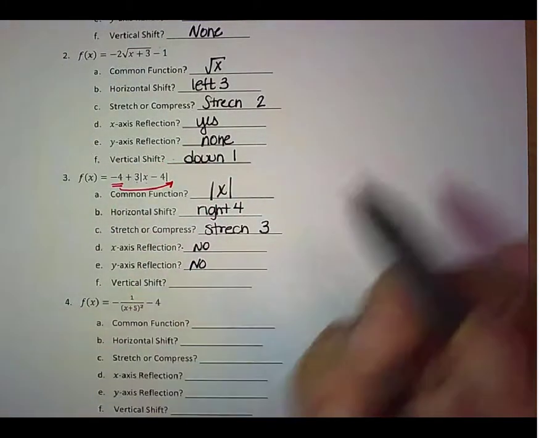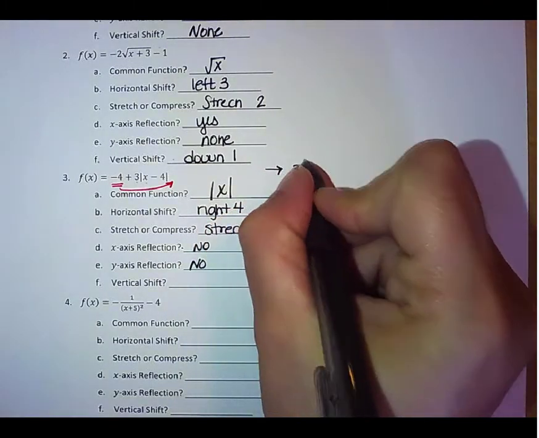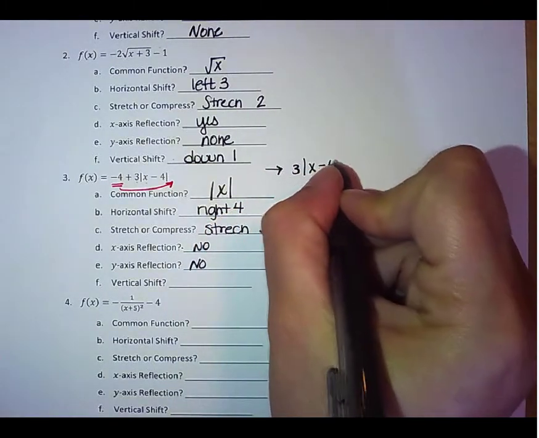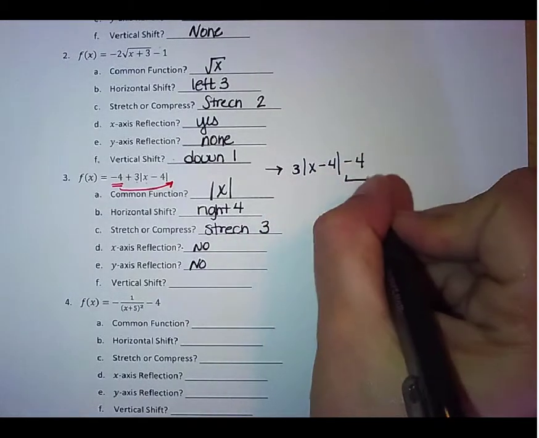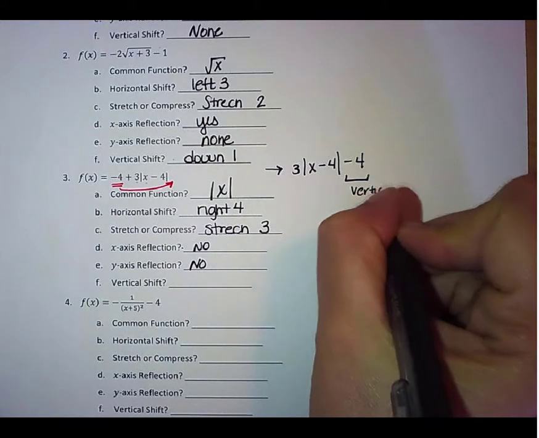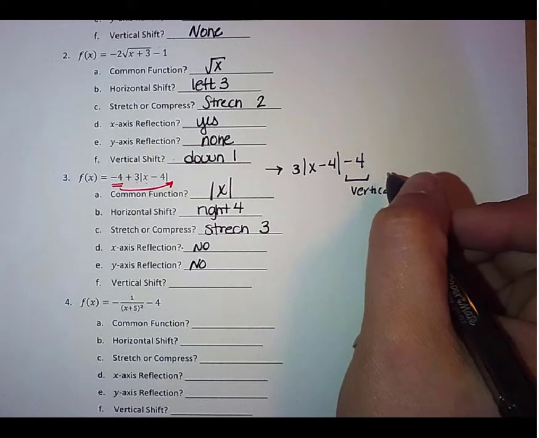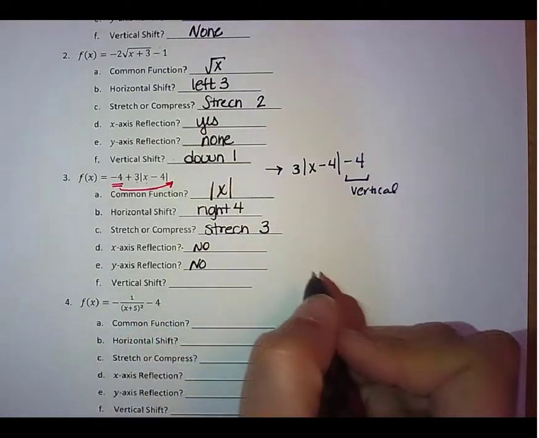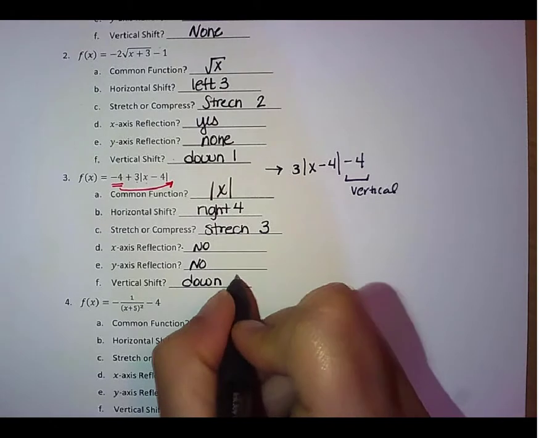If that gets confusing for you, we could have started the problem off by saying, hey, let's rewrite this so that everything is in its spot, and now all of a sudden it's very easy to see our vertical shift. So if that gets confusing to you, go ahead and rewrite it so it looks like this. So we would have a vertical shift and it would be going down since it is negative, and it would be going down 4 units.